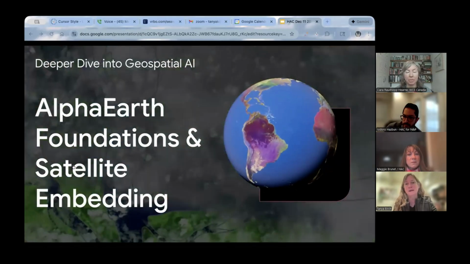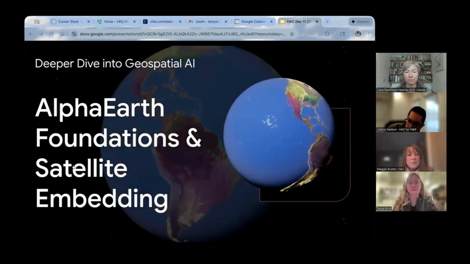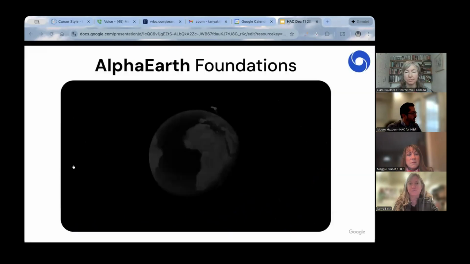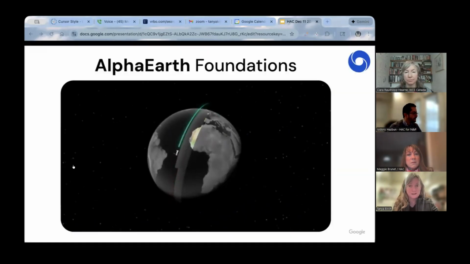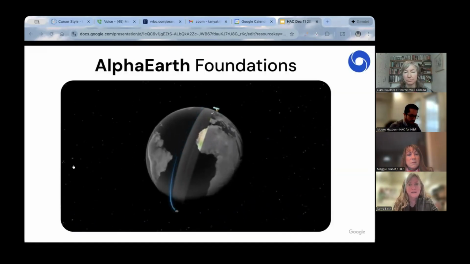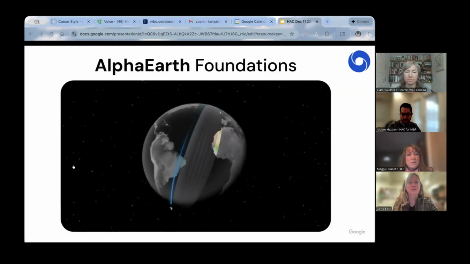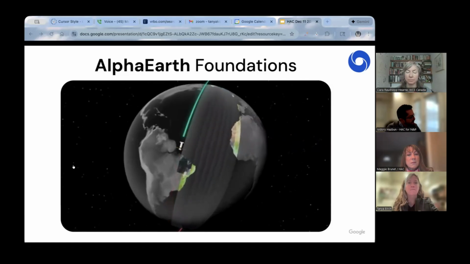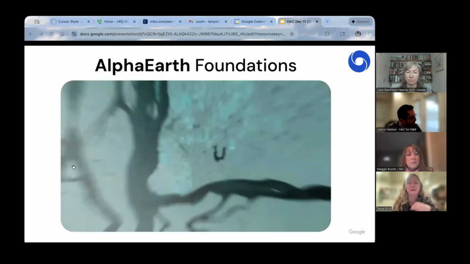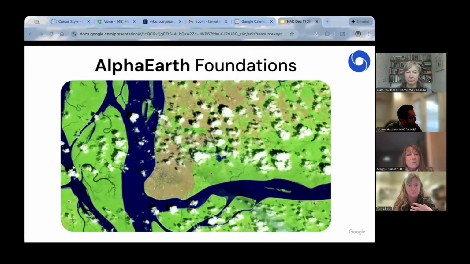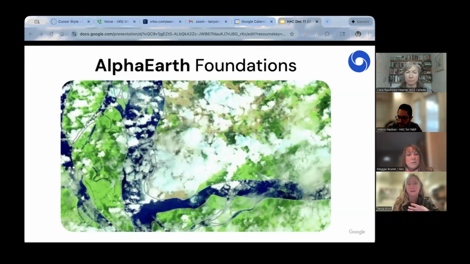It's designed to make multi-sensor data streams easier to access through annual embeddings. And I'm going to explain what that means in a little bit. But it's a new AI model for generating geospatial embeddings from multi-source, so think Landsat and Sentinel and a number of other data streams, and multimodal data streams.